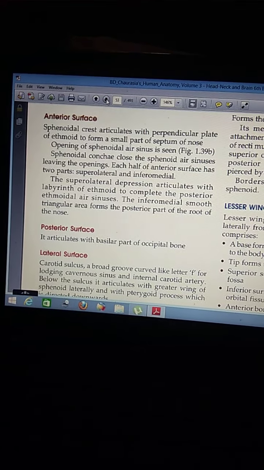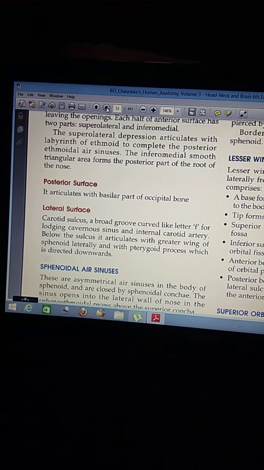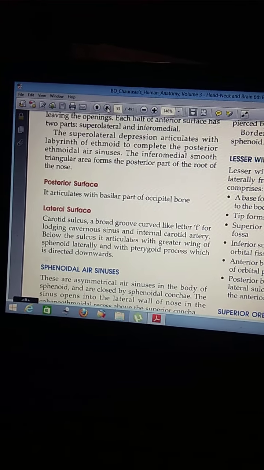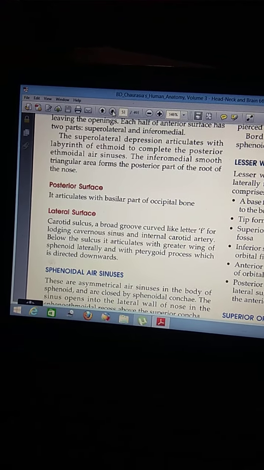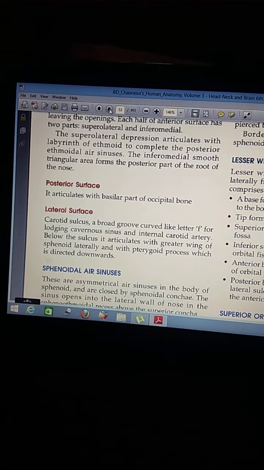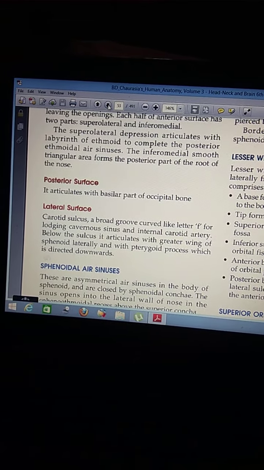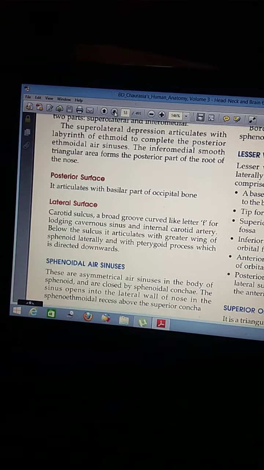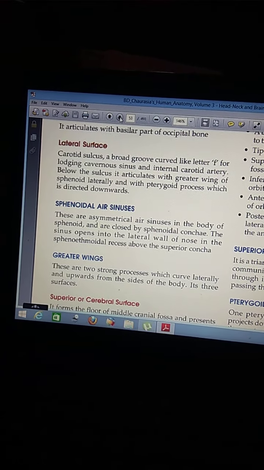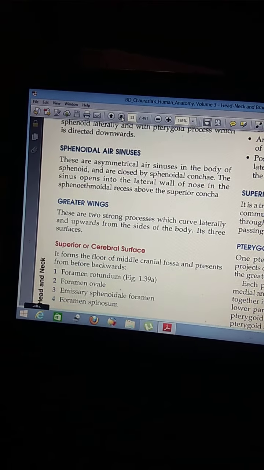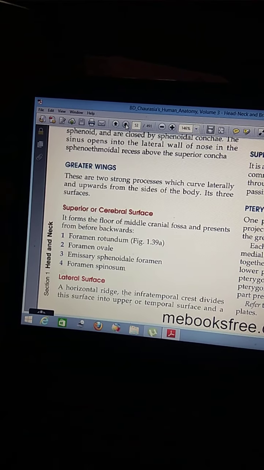Lateral surface: the carotid sulcus is a broad groove curved like the letter F, for lodging the cavernous sinus and internal carotid artery. Below the sulcus, it articulates with the greater wings of the sphenoid laterally and the pterygoid process, which is directed downwards. Now the sphenoidal air sinus. These are the symmetrical air sinuses in the body of the sphenoid. Now greater wings. These are the two strong processes which curve laterally and upwards from the side of the body.